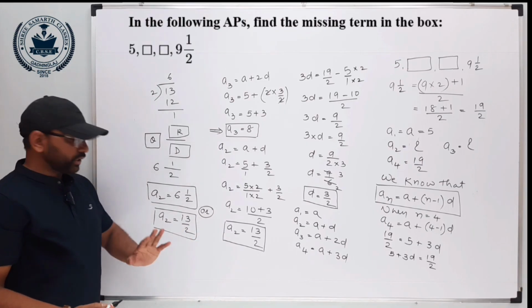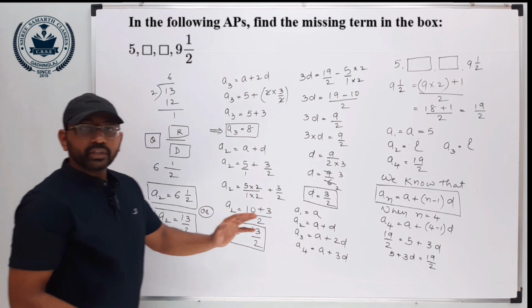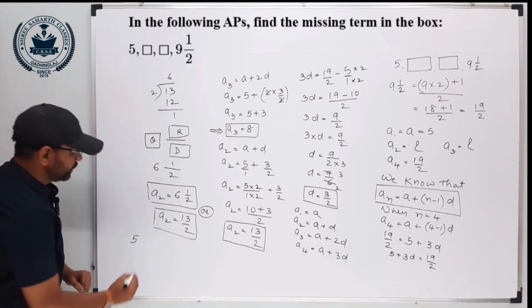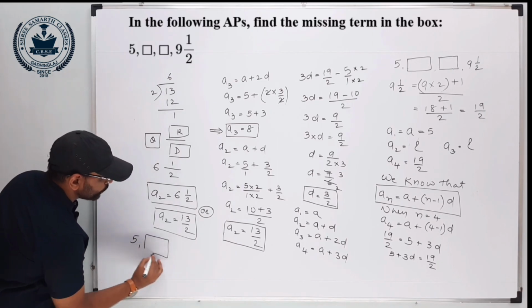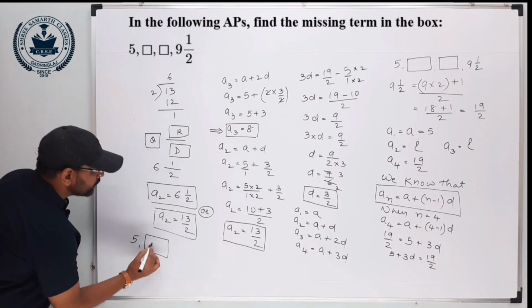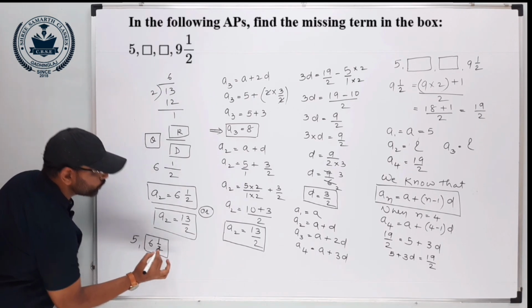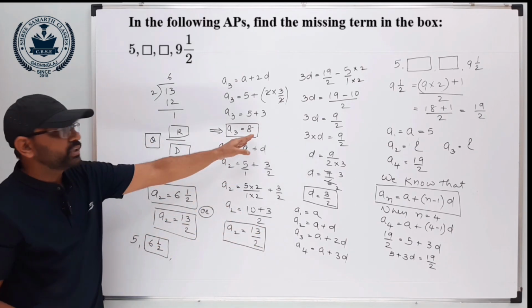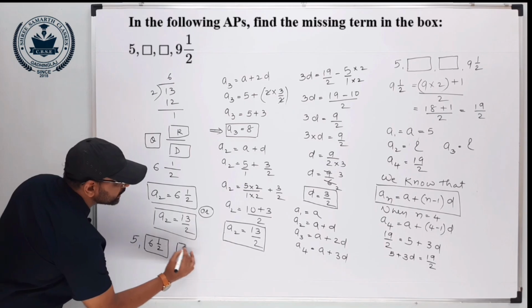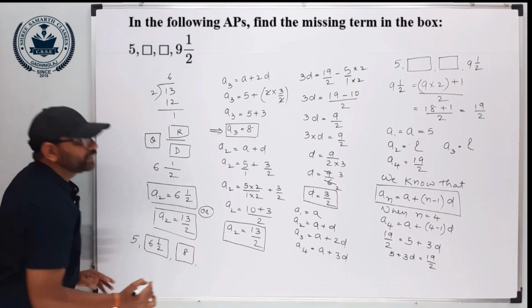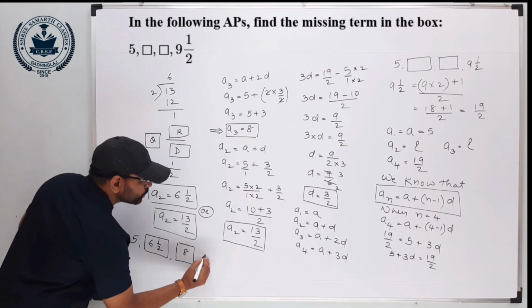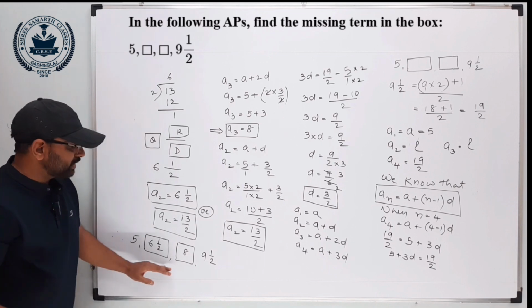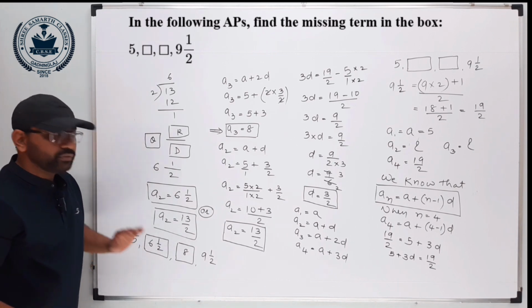So at last we can conclude that the sequence, I can write the final solution as the first term is 5. The second term, which is the missing term, is 6 whole 1 upon 2. Next, the third term is how much? We have a3 as 8. So the third term is 8. And the last term is given, 9 whole 1 upon 2. So therefore I can say this is the solution of the given sequence.